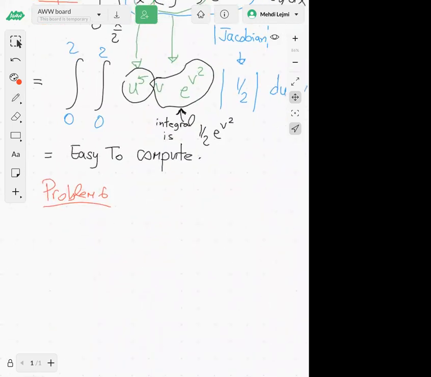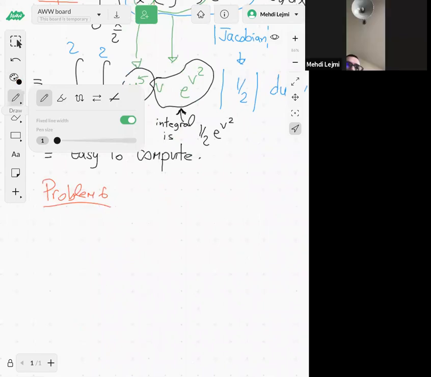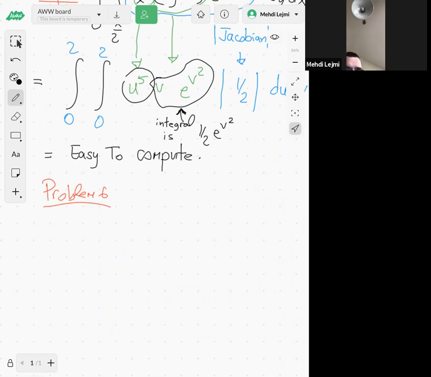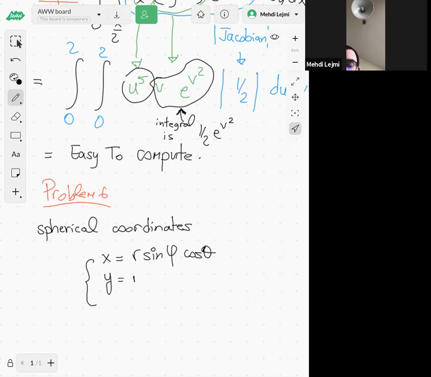I want to go over spheres and polar coordinates, and I think that's it for me. So the question is: evaluate the integral over the solid bounded by the spheres using spherical coordinates. Just let me remind you of spherical coordinates. x is r sine phi cosine theta, y is r sine phi sine theta, and z is r cosine phi.